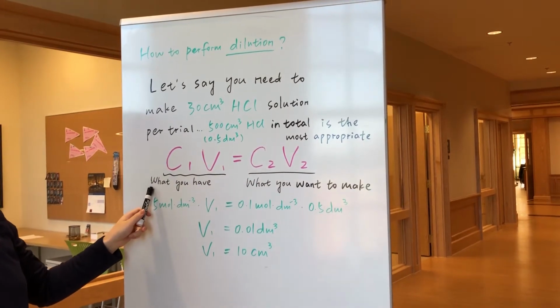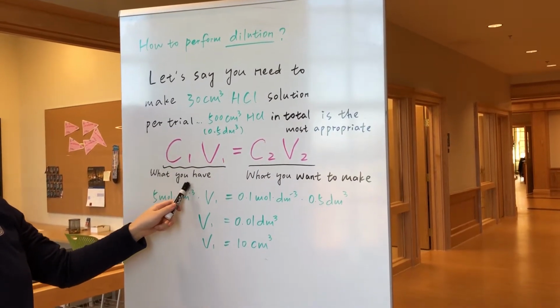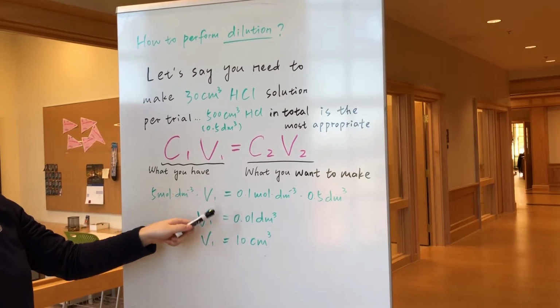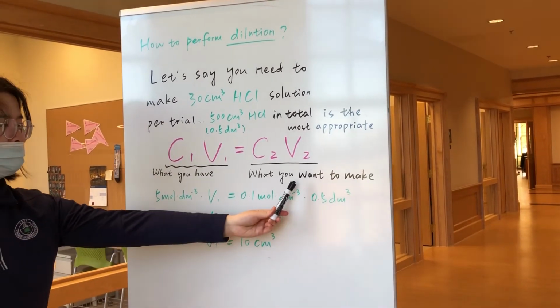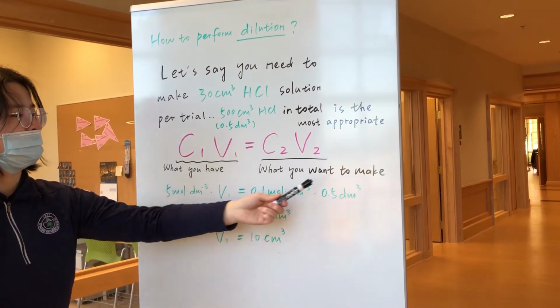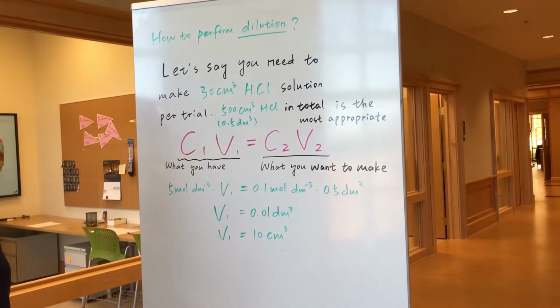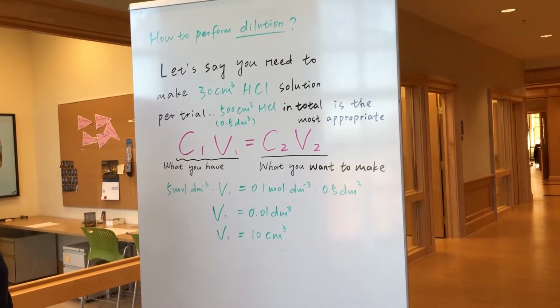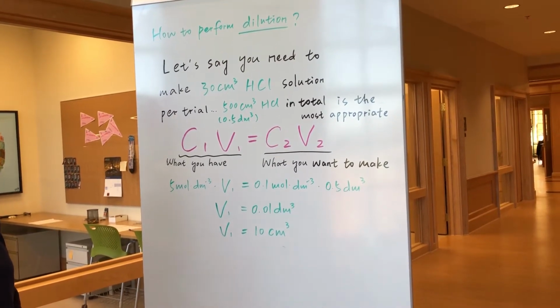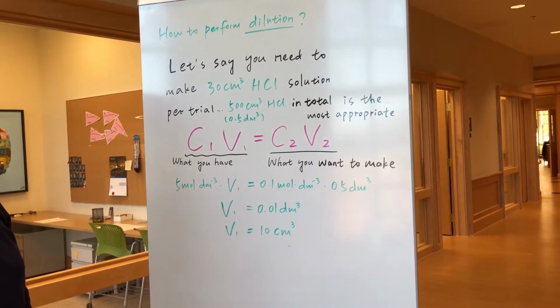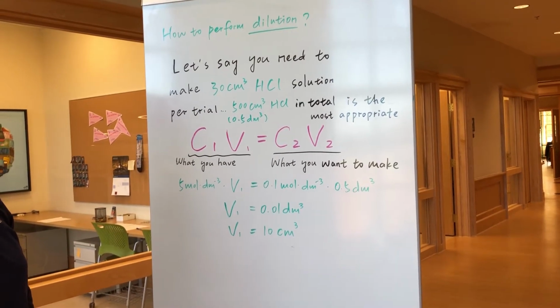C1 and V1 stand for the concentration and volume of the concentrated solution that the school has. C2 and V2 stand for the concentration and volume of the diluted solution that you are going to use. You can find out the concentration and volume of the solution you want to use. It relates to your trial number. Now you know C2 and V2. You can then use the formula to calculate V1.